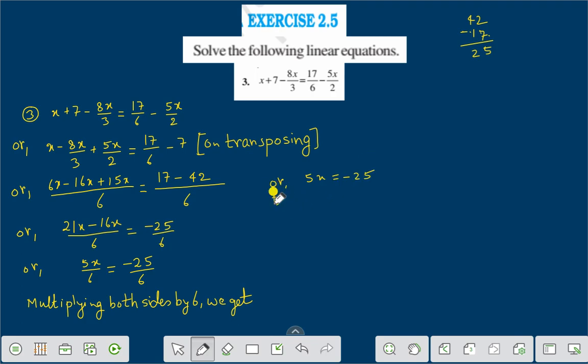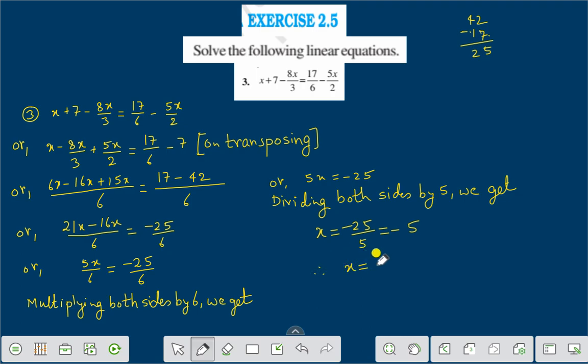or dividing both sides by 5, we get 5x by 5, that is x is equal to minus 25 by 5, that comes to minus 5. Therefore the value of x is equal to minus 5.